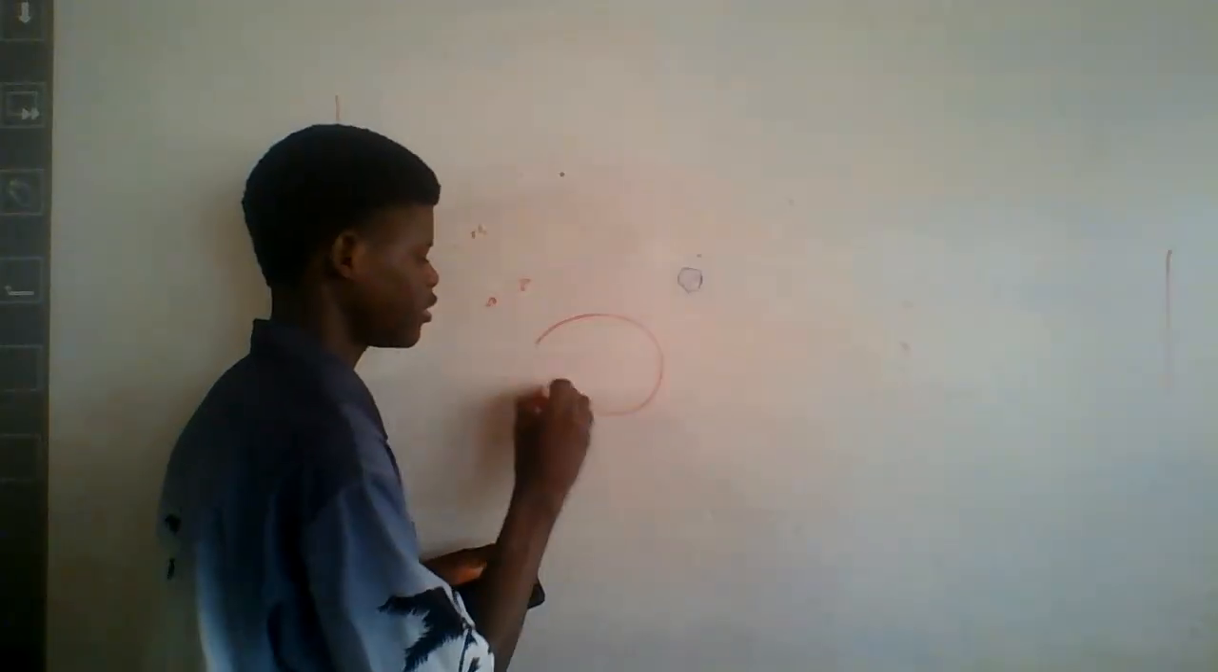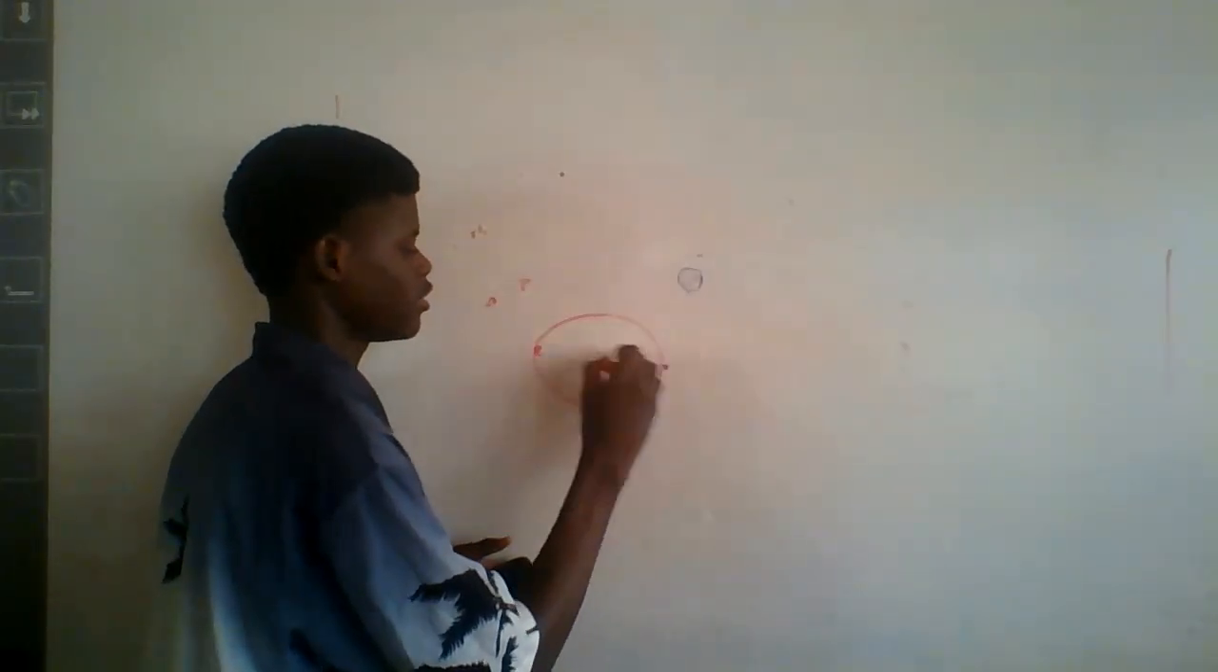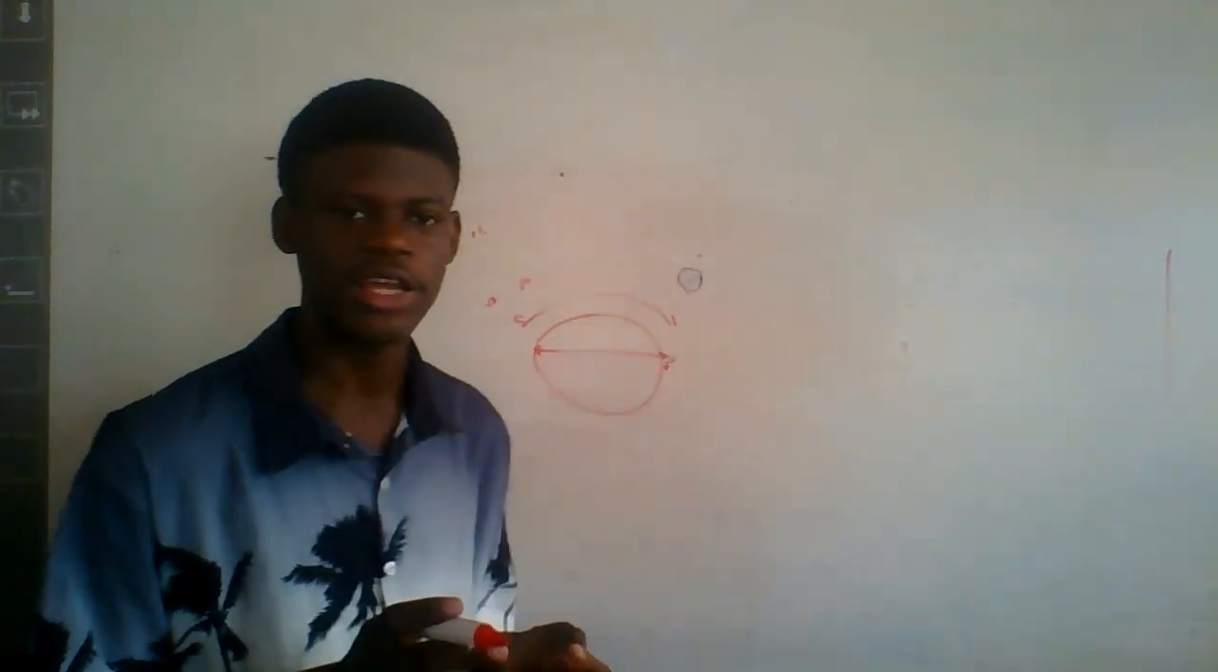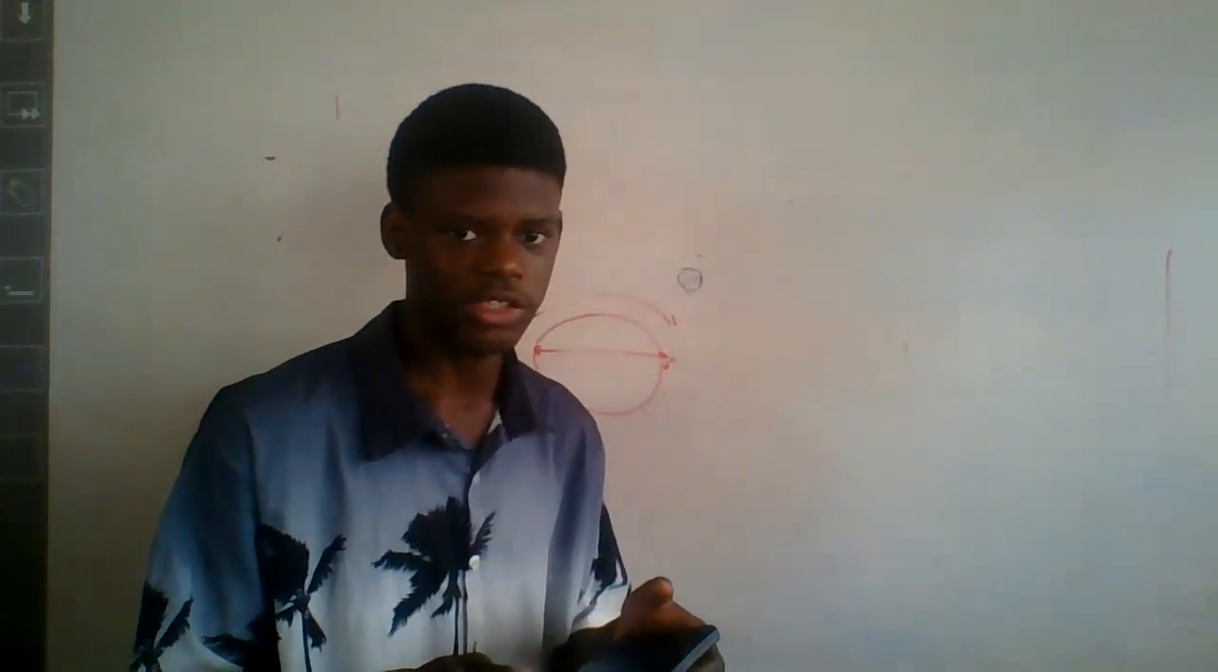No, displacement is the shortest distance possible. So if I move like this, and I start from here and I end here, this is my distance, this is my displacement. The displacement is always shorter. Displacement is either equal to distance or shorter than distance.